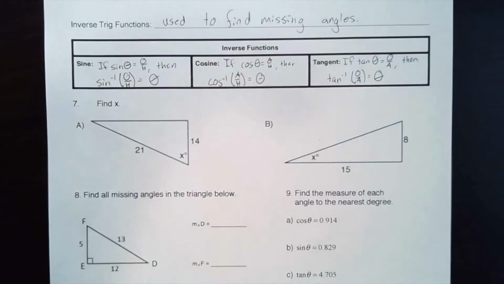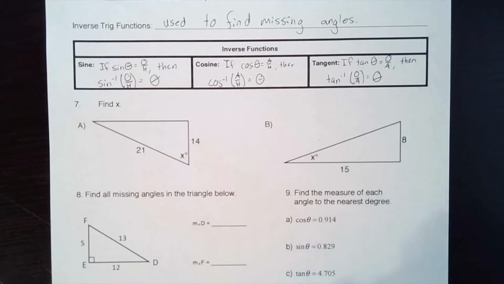Now that's all fine and dandy. That's the very basic bones of what's going to happen here: we're going to take the inverse of the fraction instead of the actual trig function of the angle. That switch allows us to find that missing angle, but we still have to make sure we're very careful about how we do that. So let's go through a couple problems here.